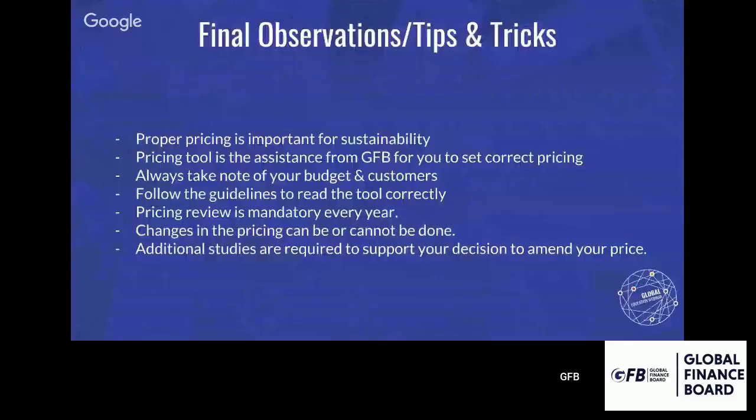Tips and tricks. Proper pricing is important for sustainability. The pricing tool is the assistance from GFB for you to set correct pricing. Always take note of your budget and customers, and read the tool correctly. Pricing review is mandatory every year. Changes in the pricing can or cannot be done. Additionally, studies are required to support your decision to amend your price. So that is it for today.